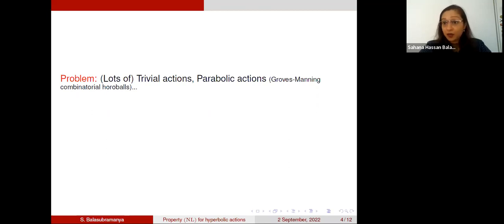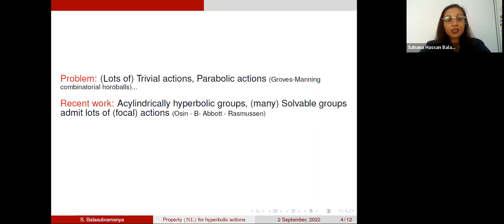But besides these pathologies, it turns out that even groups with well-understood rigid structures can admit lots and lots of hyperbolic actions. In particular, if you're an acylindrically hyperbolic group, I'm not going to define that. That's a generalization of hyperbolic and relatively hyperbolic groups. But if you are an AH group, then there's work which was done by me, Dennis Osin, and Carolyn Abbott that shows that such a group has uncountably many hyperbolic actions that are inequivalent.